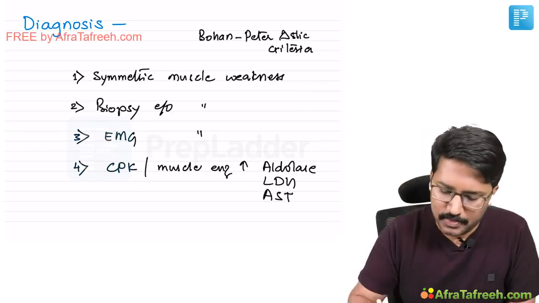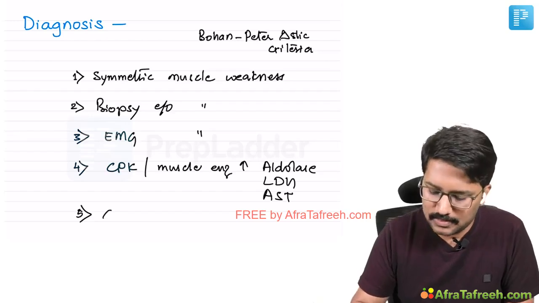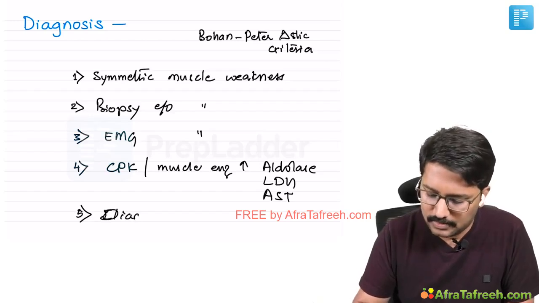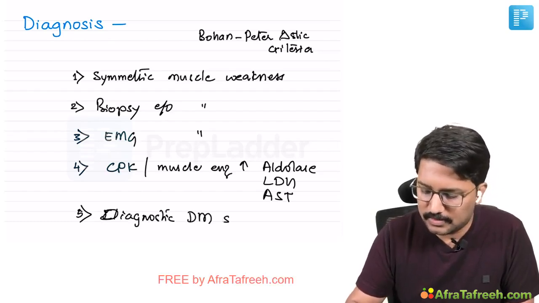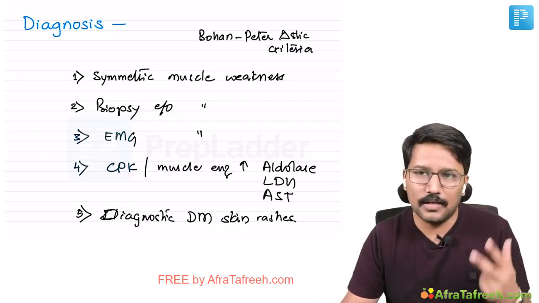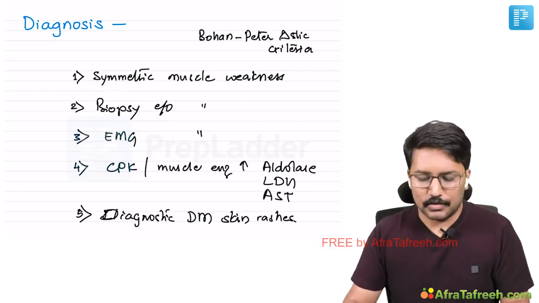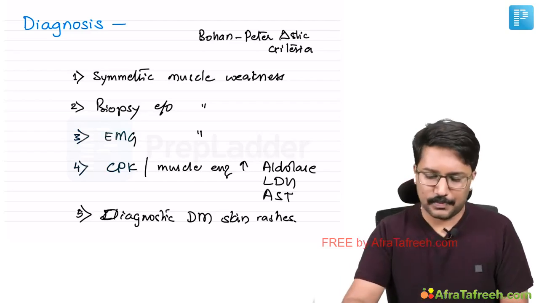The fifth thing we required, especially for the diagnosis of dermatomyositis, was the classical or diagnostic DM skin changes, the diagnostic dermatomyositis skin rashes. The three rashes we have already spoken about: Gottron's papules, Gottron's sign, and heliotrope rash. Based on this, the disease used to be classified as dermatomyositis or polymyositis.